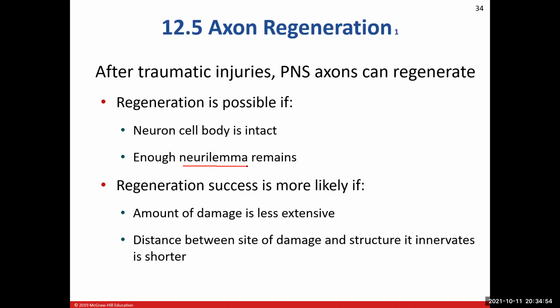Now, trauma can vary from minor trauma to severe trauma. So we're more likely to have a successful regeneration if there's less damage. Well, that makes sense. And if the distance from the site of damage to the structure which that axon innervates is shorter. So that means if the structure, that effector, is either a muscle or a gland, the closer that damage is to that muscle or gland, the more likely you'll have a successful regeneration.